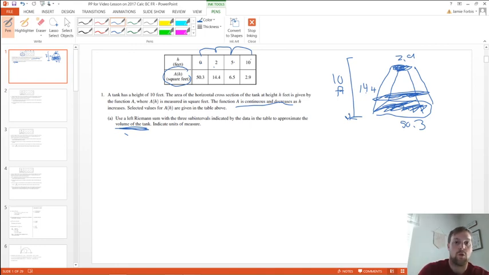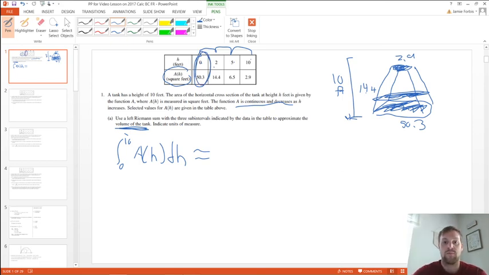Remember that Riemann sums approximate integrals. So this is saying the integral from 0 to 10 of A of h dh. That's what the Riemann sum is finding, and we're approximating it by doing the areas of these 3 rectangles, and that will be approximating the volume. We're doing a left Riemann sum, so we're going to start with the leftmost value.